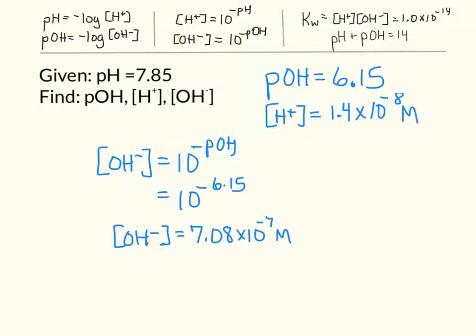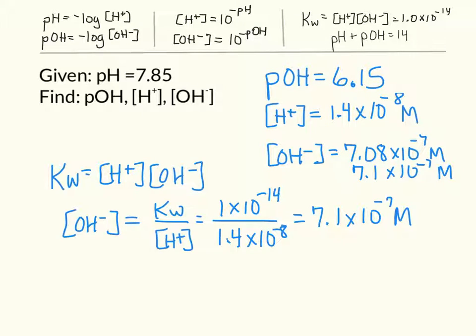To get the hydroxide concentration, I will do 10 to the negative pOH. Again, on my calculator, I will hit second log, negative 6.15, enter, and I will get a hydroxide ion concentration of 7.08 times 10 to the negative 7th molar. Note that I could also use the relationship Kw equals H plus times hydroxide concentration, meaning the hydroxide concentration will equal Kw divided by H plus. I put in the number for Kw and I put in the hydrogen ion concentration, and I get 7.1 times 10 to the negative 7th molar for hydroxide.